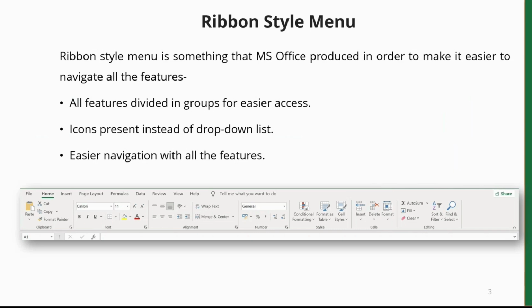And what the ribbon menus help us do is navigate and use the features easily. They are divided in groups for easier access. There are icons present, and obviously navigation is much easier. You do not have to search and scroll through all the functions and the features that are available. I mean, how easy that makes our life when we are working, because we can actually go to every ribbon menu that is there and figure out what functions or features we might require when we are creating a certain document, be it Word, be it presentation, be it a worksheet.